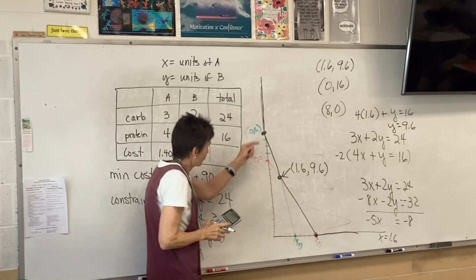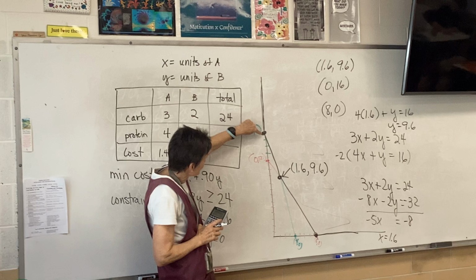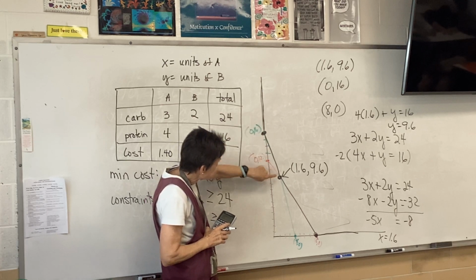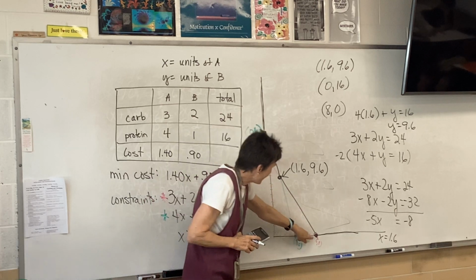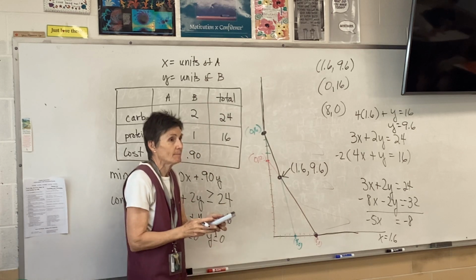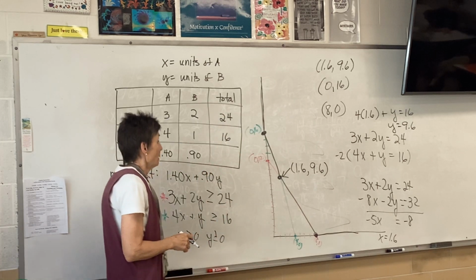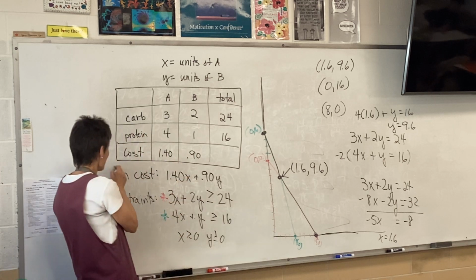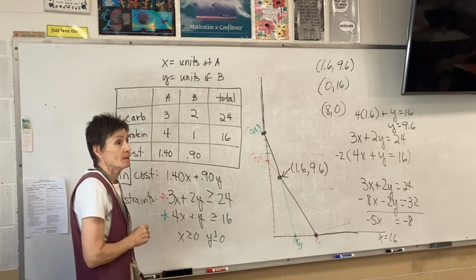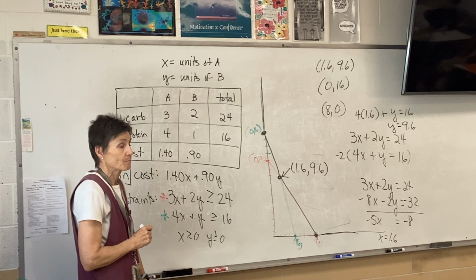So there are my 3 potential answers: 0, 16, this guy, and 80. Is everybody clear on that? There's your vertices. One of those is going to give me my minimum cost.